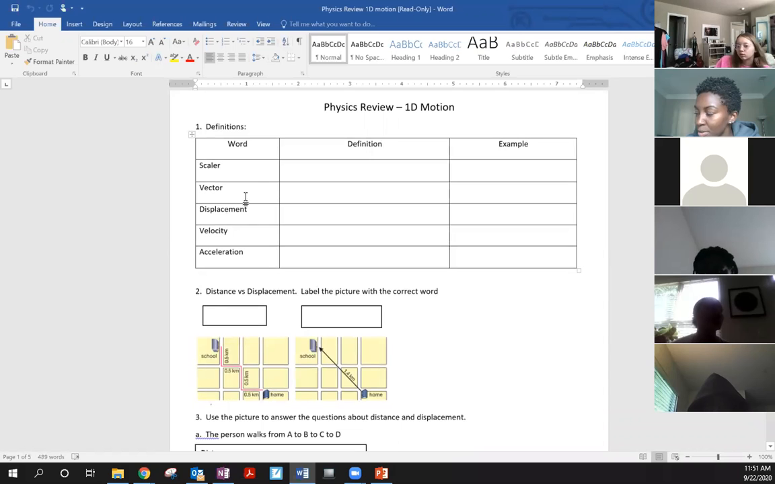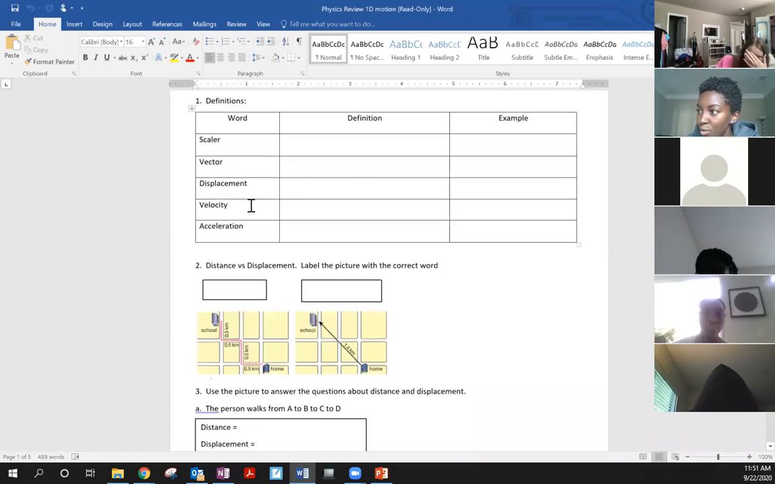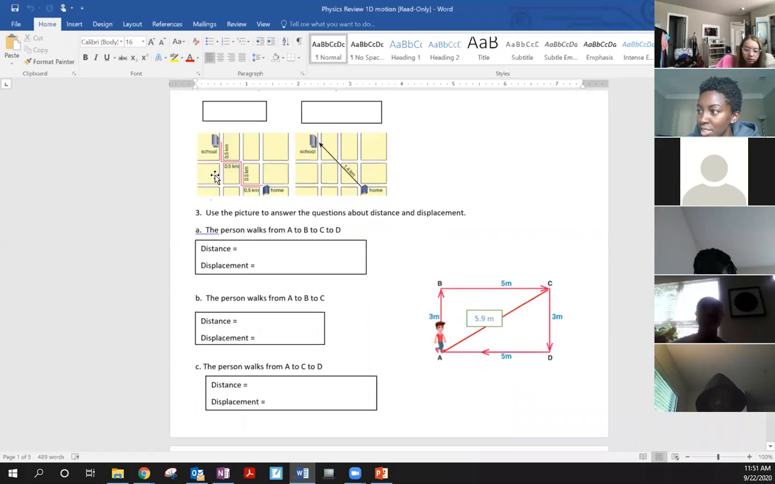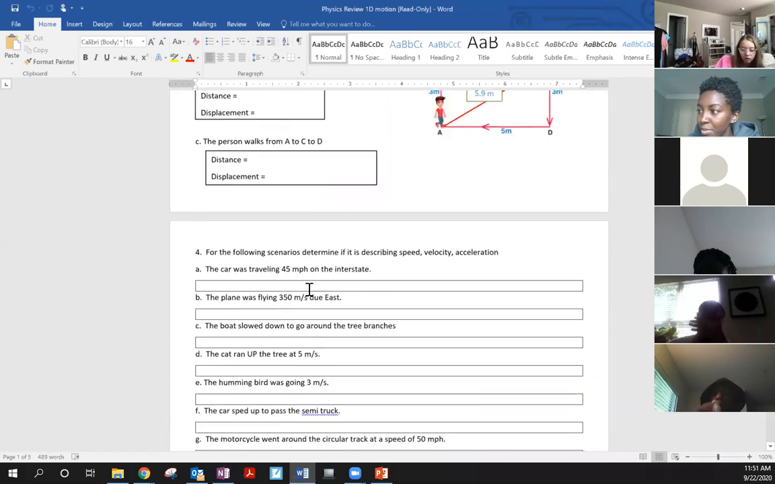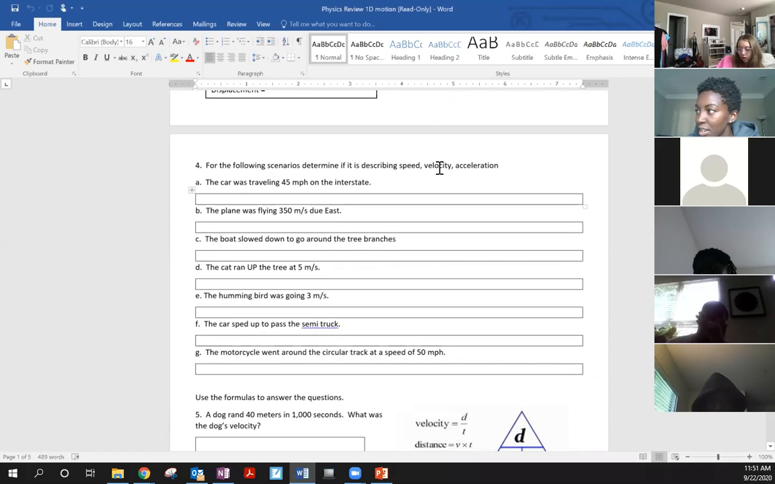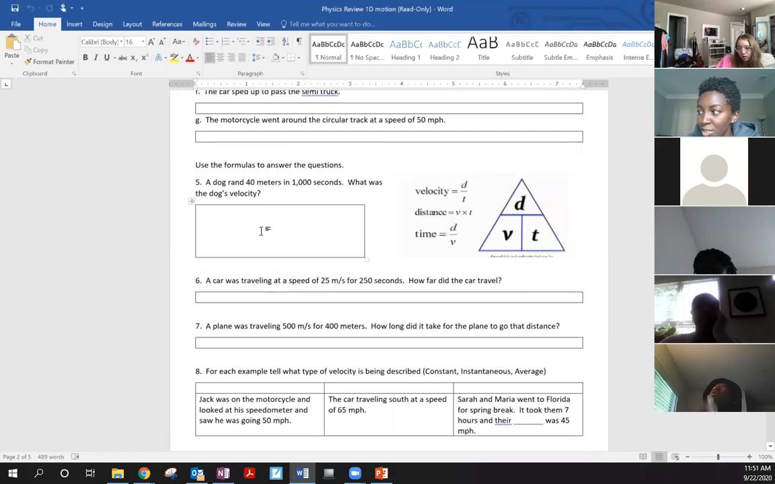Make sure you know the difference between scalar and vector, and which one of these fall into. This is distance versus displacement. This is, tell me if it's speed, velocity, or acceleration. Here's some calculations. For the test on Thursday, I will give you this triangle.